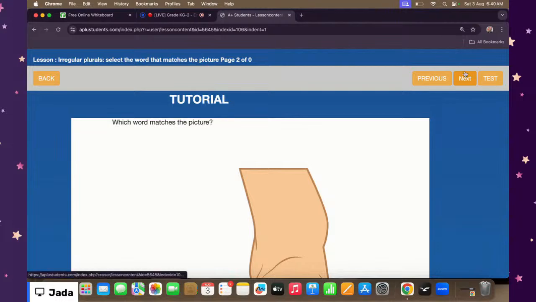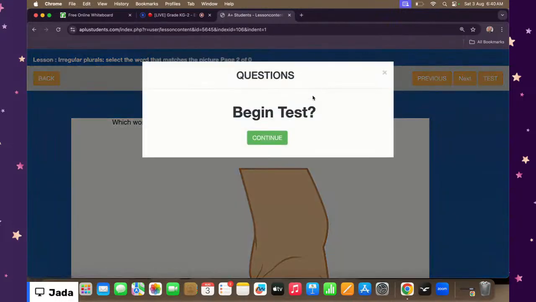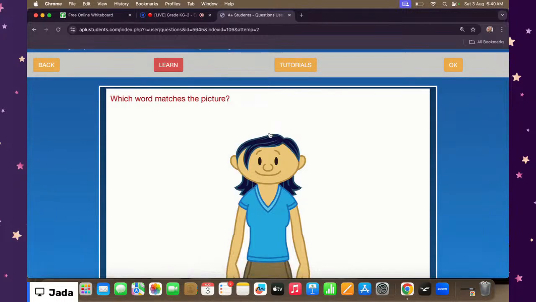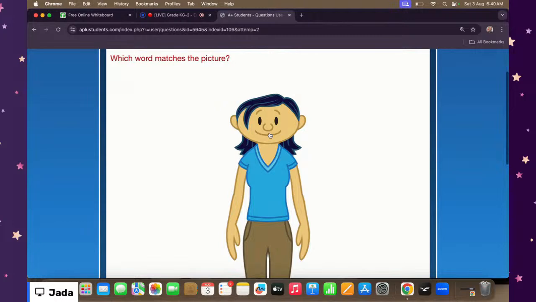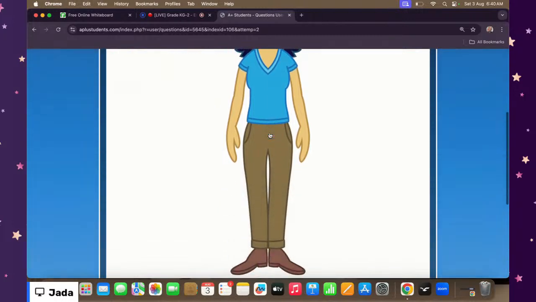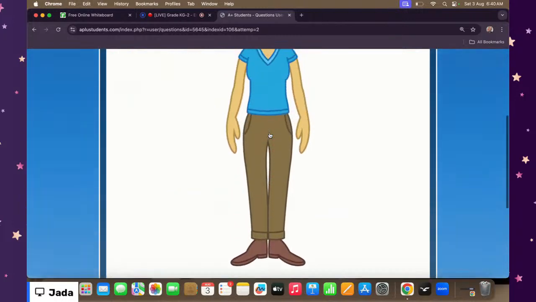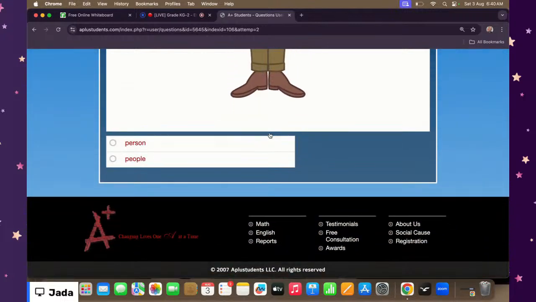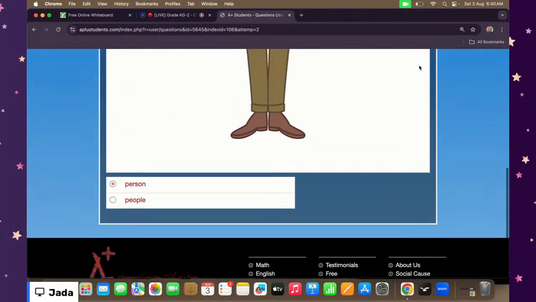So we have the test now. Send in your answers, so that we interact. What is this? Person. If you have people, it is more than one. But if you have only one, it is person. Next one, you send me your answers.